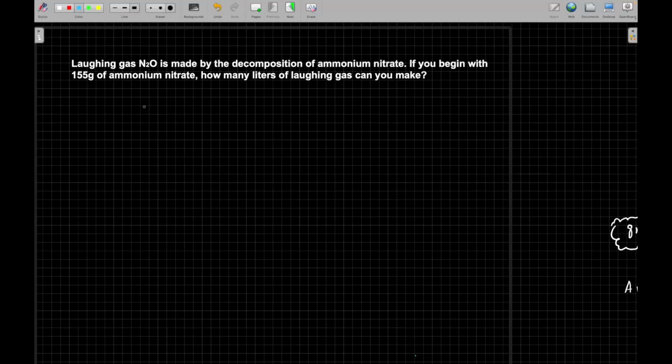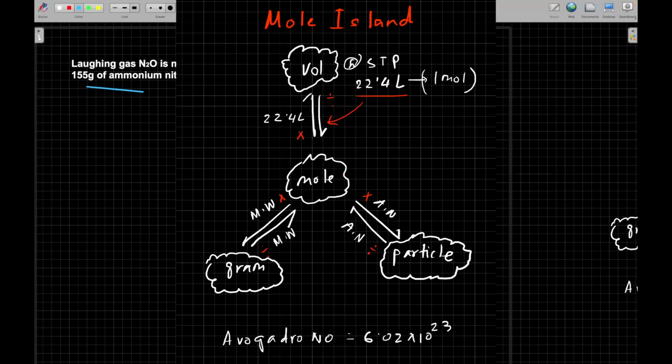Welcome back to the Stoichiometry problem series. In this lesson, we are going to convert the gram information of a reactant to the volume information of the product. For this, we are going to use the mole island concept, which helps us to convert the gram information of any reactant to the volume information of a product.